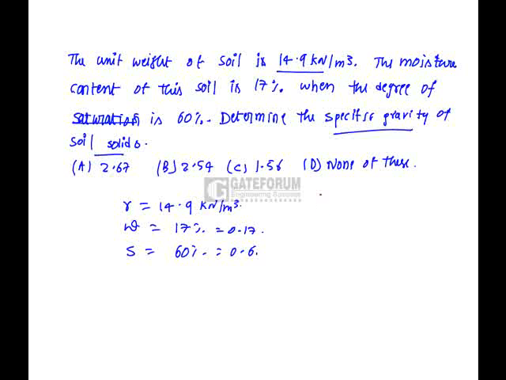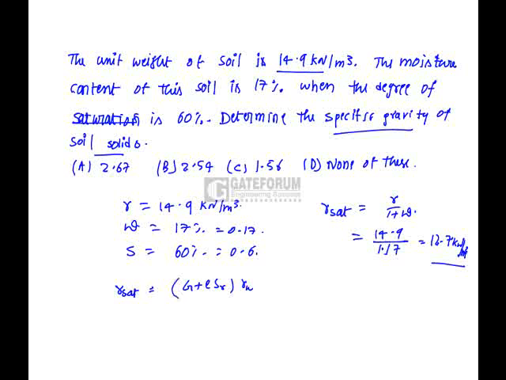We know the relationship gamma saturation is equal to gamma by 1 plus w, that is water content. Gamma is 14.9 by 1.17, that is equal to 12.7 kilonewton per cubic meter. This is gamma saturated. We know the relationship between gamma saturated and specific gravity. Gamma saturation is equal to (G plus eS_r) into gamma w, unit weight of water, divided by 1 plus e.